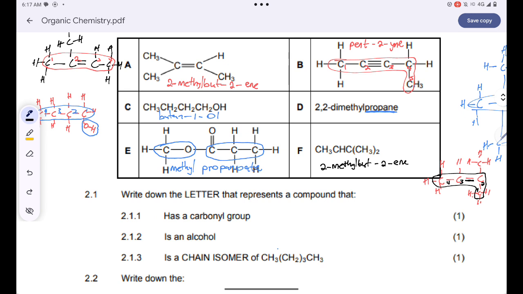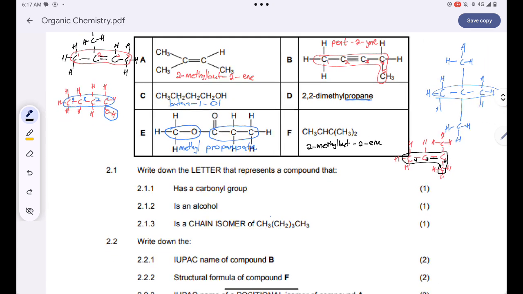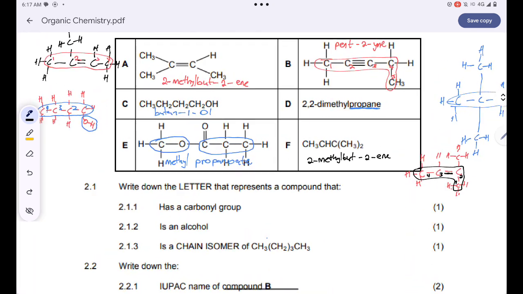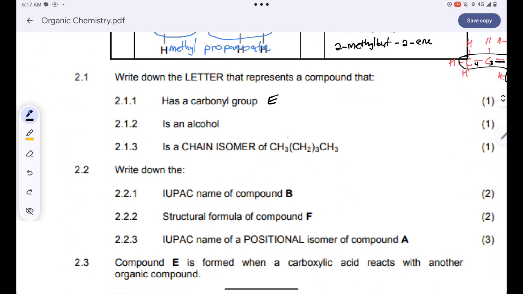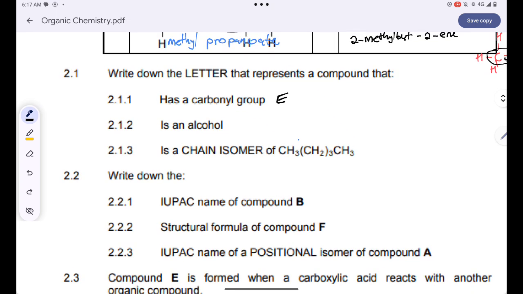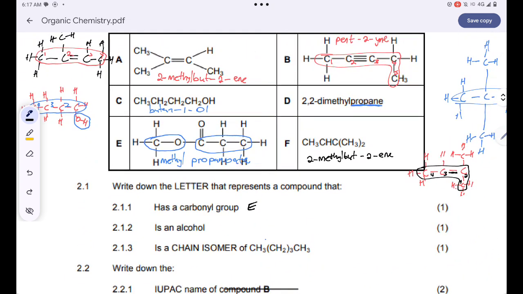Okay, now let's answer the questions. Write down the letter that represents a compound that has a carbonyl group. Compound E has a carbonyl group which is called an ester link. 2.1.2, a letter that represents an alcohol, that's compound C.